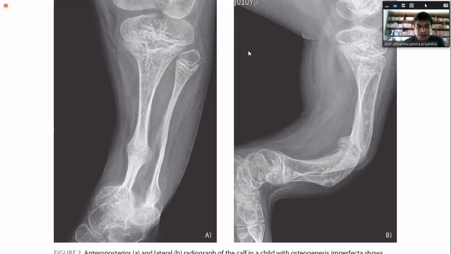What is the treatment of this condition? Bisphosphonates, like alendronate, that prevent osteoclastic resorption, right? That's the treatment that you give for these children.